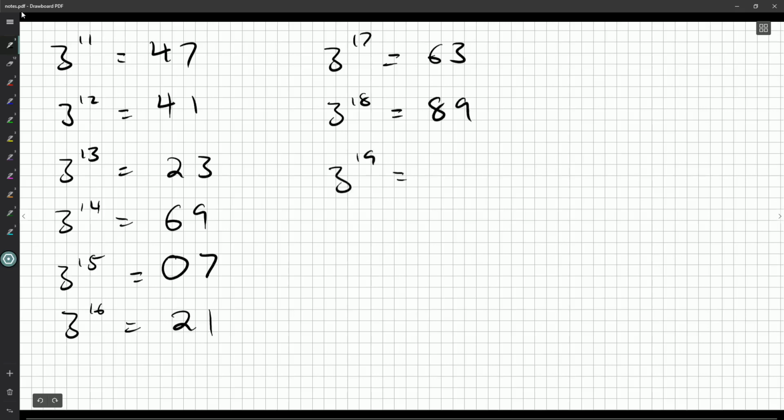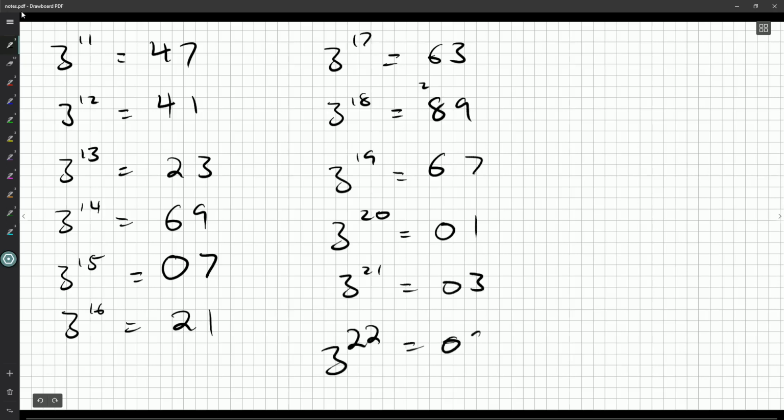Multiply by 3 again. So it'll end in a 7. 3 times 9 is 27. Carry a 2. 3 times 8 is 24, plus 2 is 26. But 6, 7. I think this should be it, because 67 times 3 is 201, but we just care about the 01 part. And now we're back to the start, and so multiply that by 3 again, you get the 03, and then you get the 09. You can see we're back to the beginning.